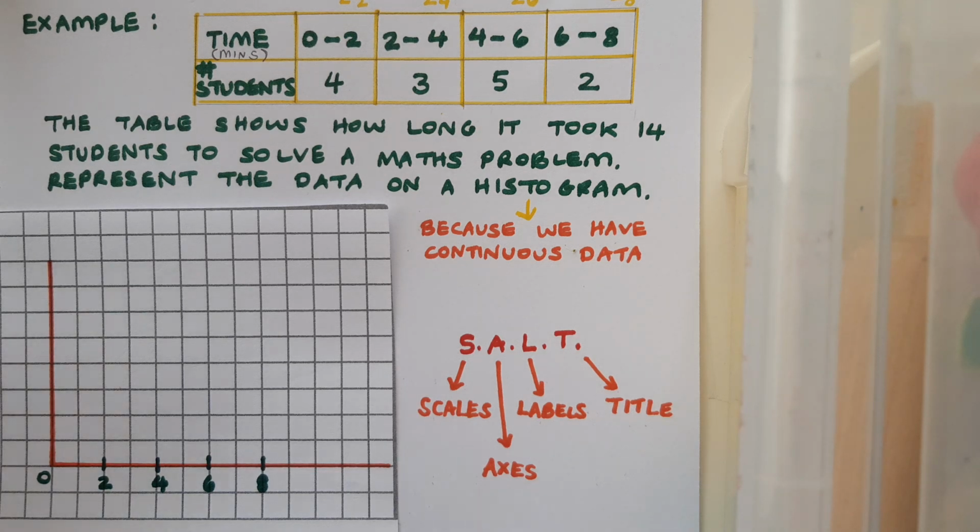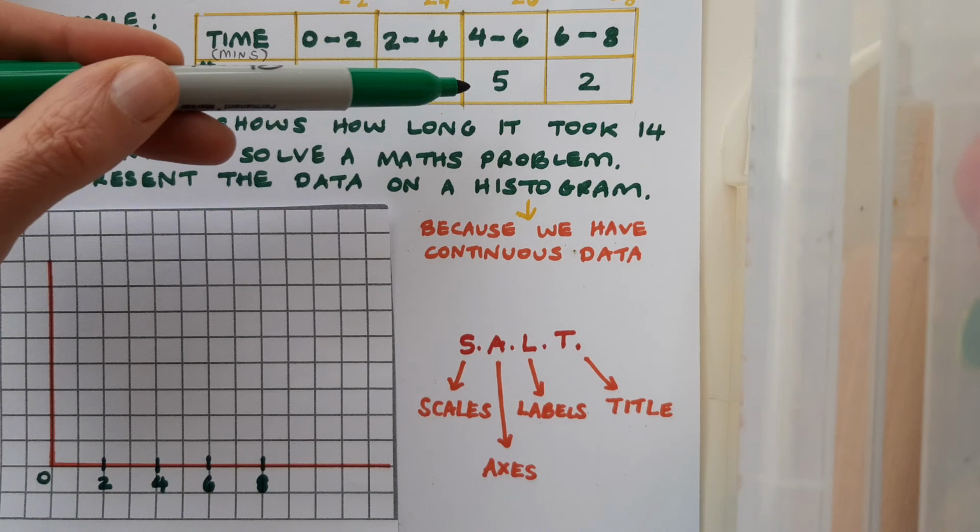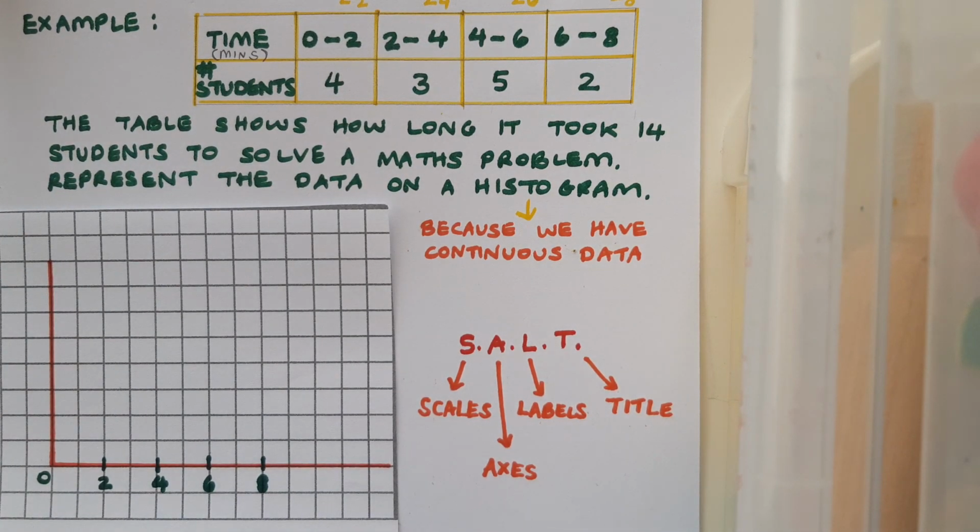Now I need to also put in my scale on the vertical axis. My biggest number here is 5, so 5 is the furthest up that I'll have to go. And again, for each number that I put in a dash. It's really important to have both of those things.